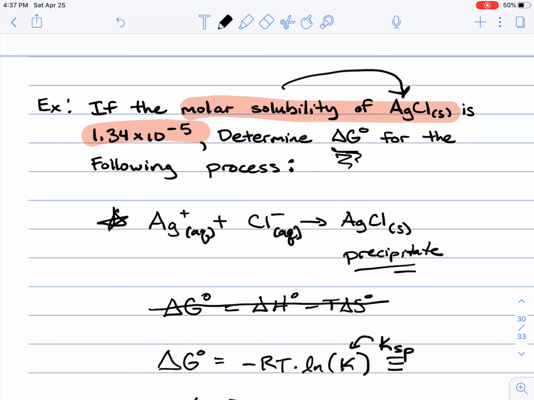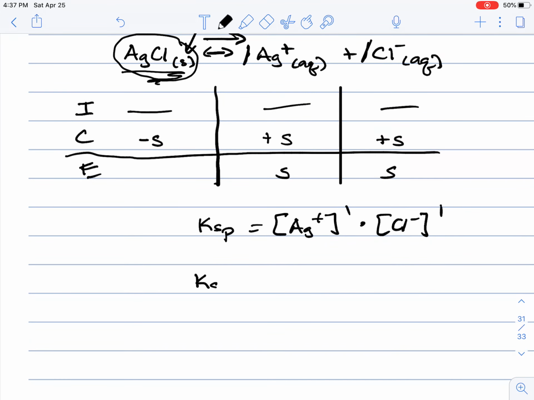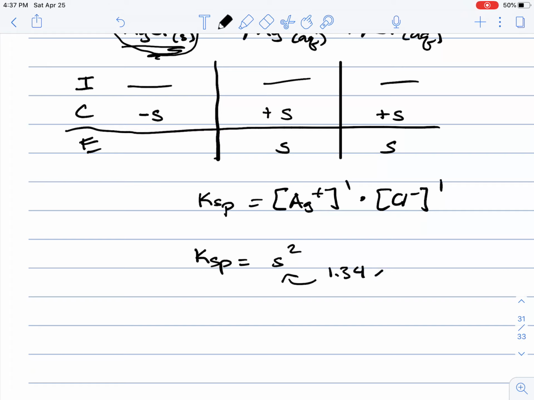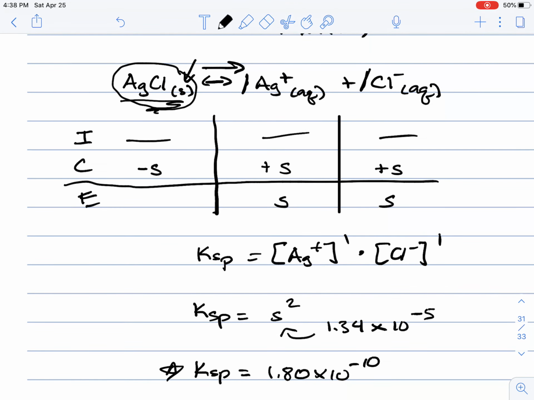In this case, the molar solubility, or S, is already given to us. It's 1.34 times 10 to the negative 5. We can figure out Ksp by simply taking the square of the molar solubility, which is 1.34 times 10 to the negative 5. Let me plug that in real quick: 1.34 times 10 to the negative 5 squared is approximately 1.80 times 10 to the negative 10. That's really awesome. We figured out the Ksp value for this slightly soluble, mostly insoluble compound.